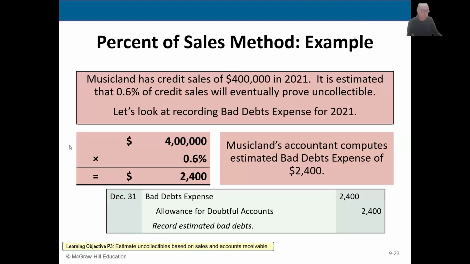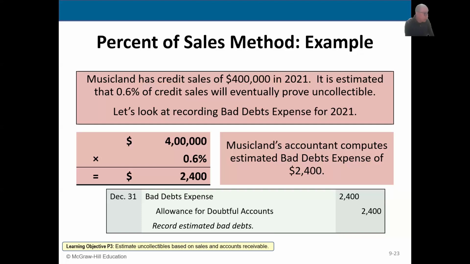And I'm going to give you an example, of course. So here we have a company that has a total amount of credit sales, that's accounts receivable, $400,000 in 2021. The company estimated that 0.6% of those credit sales will not be collected, meaning the customer's hard to get hold of, they're just not going to pay us. So let's use that example. $400,000, sorry about the extra comma there, times 0.6%, which would be 0.006, to get us to 2,400.